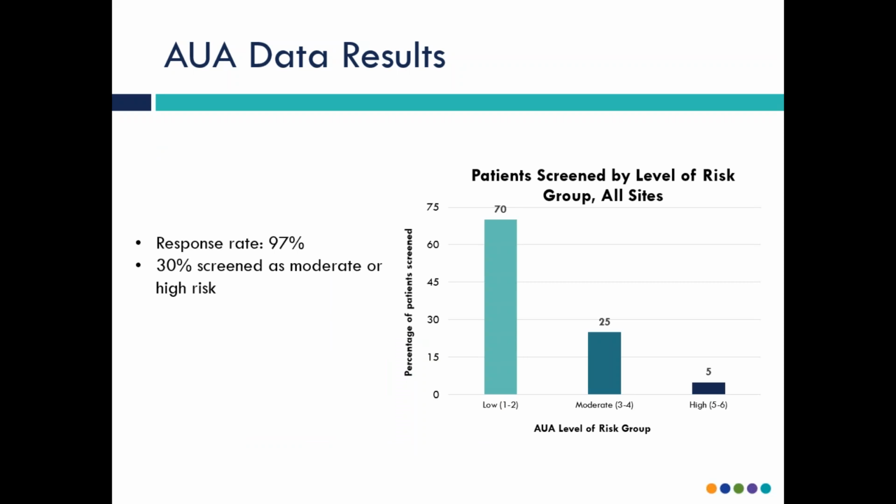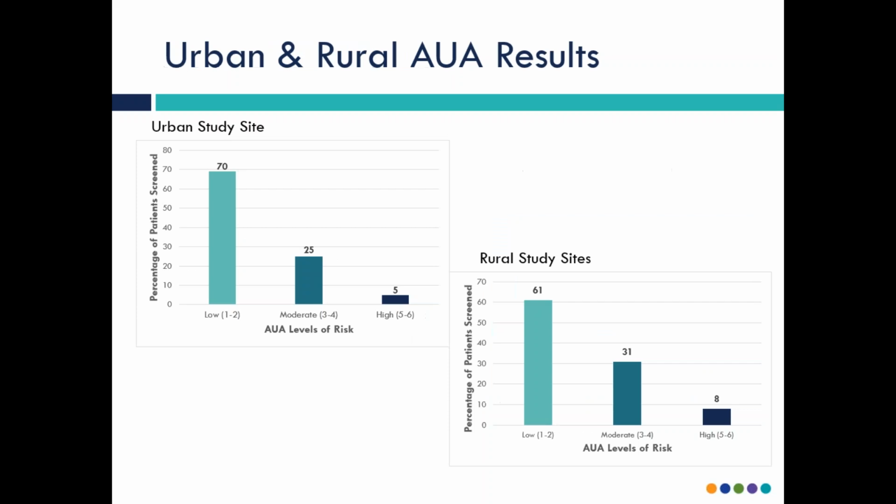This slide displays the overall number of people screened across our study sites. So 70% of patients are screening at low risk, 25% are screening at moderate risk, and 5% are screening at high risk. And this slide indicates the difference between the rural and urban site. So in the rural site, more people were screening at moderate and high risk by about 9%.